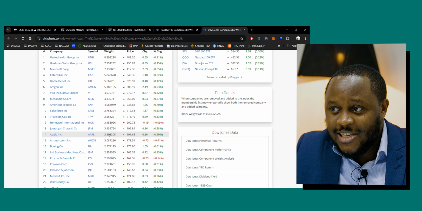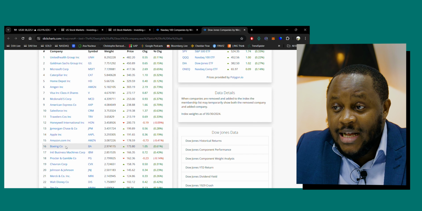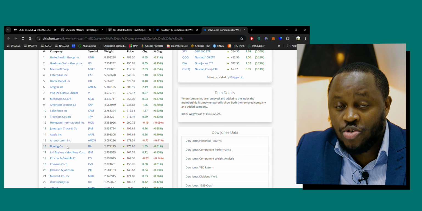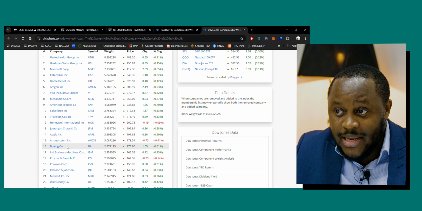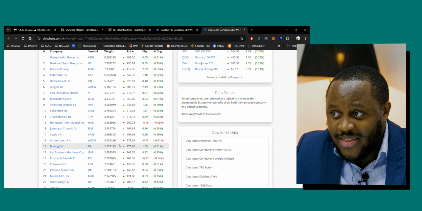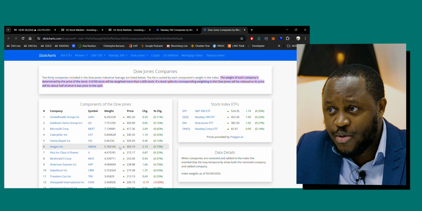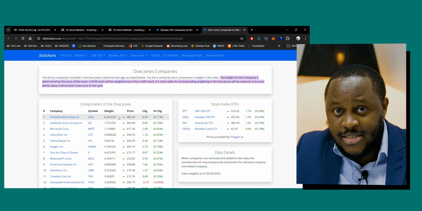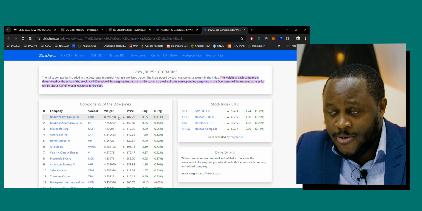Now, the other one is Boeing. We know that Boeing has been facing a few challenges, and that has also affected its stock. So on days where Boeing has been down, it has also been able to drag the entire index. So it's very, very important that whenever you're trading indices, you focus on those weightings.